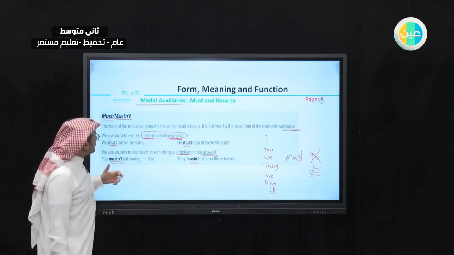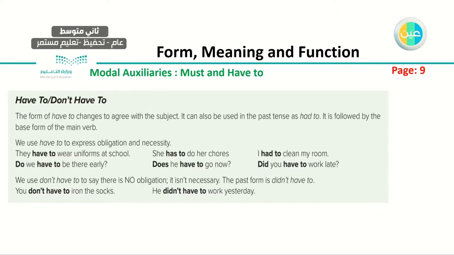Let's move to another idea we have here: have to and don't have to. They are also modal auxiliaries. When should we use them? The same, we use them to express obligation and necessity. So you will see it's the same use as must. I have to use them to express obligation.